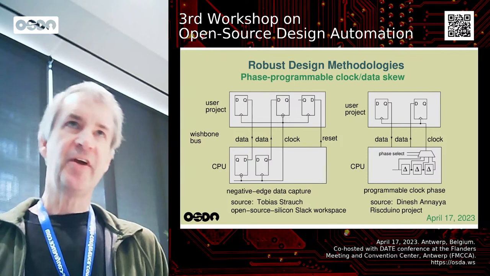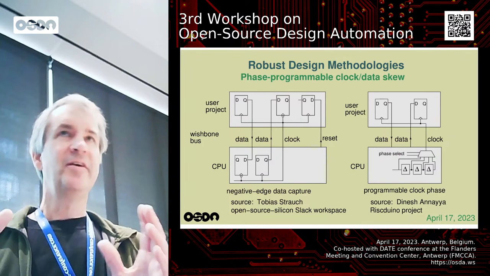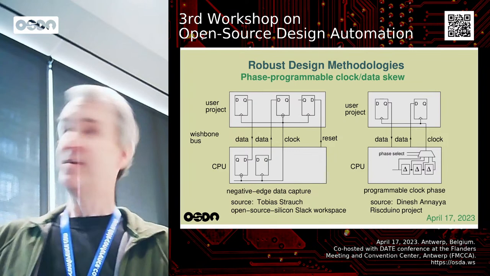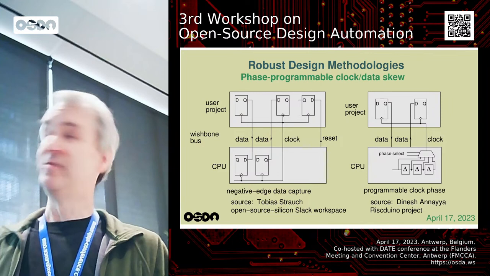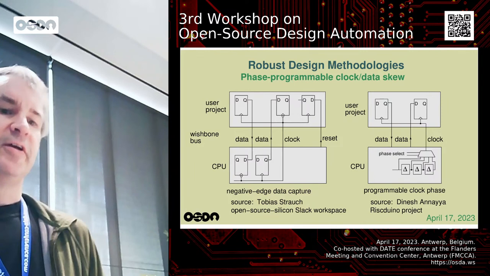And we had another paranoid user who decided that he didn't know the relationship between the clock and data between the microcontroller and the user project, so he figured that he would just put in a delay chain and then select from the delay chain. You can select whatever delay of clock you want. And he found one that worked, and he was the first person to get up a full user project that was a complete microcontroller in the user project area.